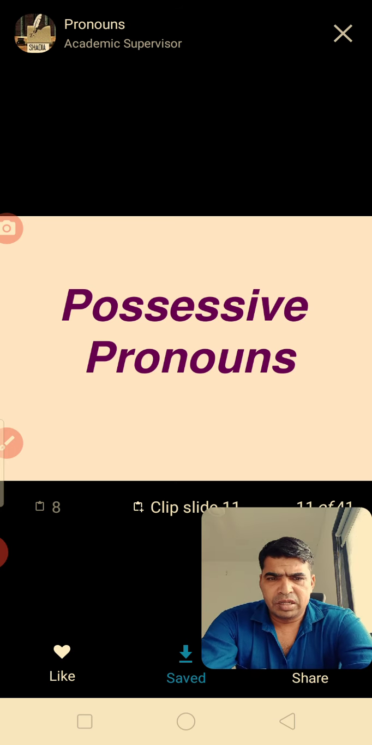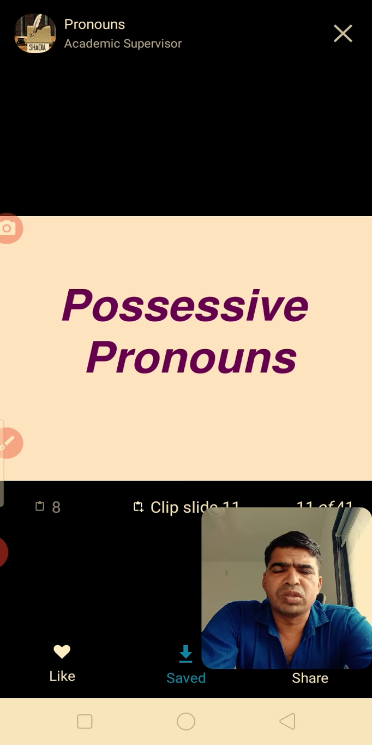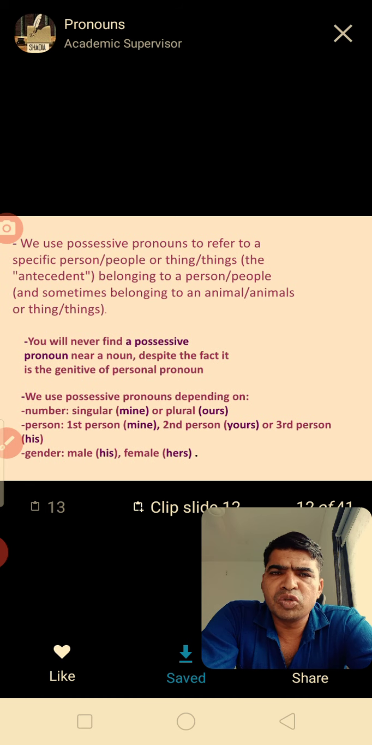The second type of pronouns is possessive pronouns. We use possessive pronouns to refer to specific persons, people, or things belonging to a person or people, and sometimes belonging to an animal or thing. You will never find a possessive pronoun near a noun. We use possessive pronouns depending on number: singular mine, plural ours. First person mine, second person yours, or third person his or hers. Gender: male his, female hers.